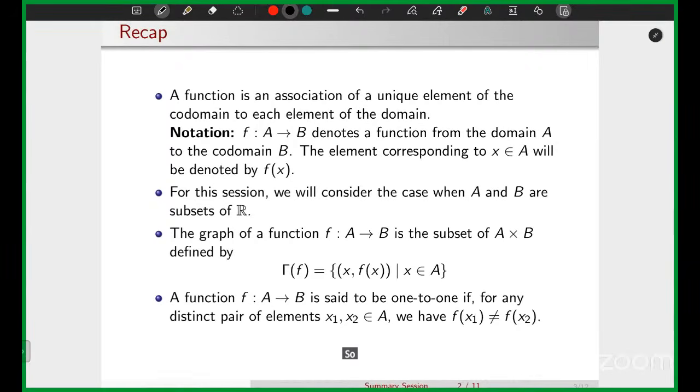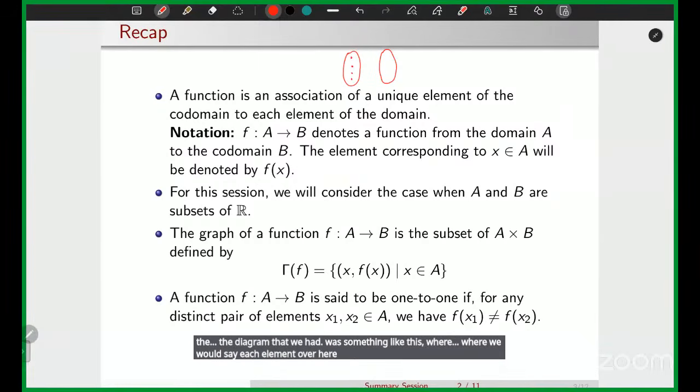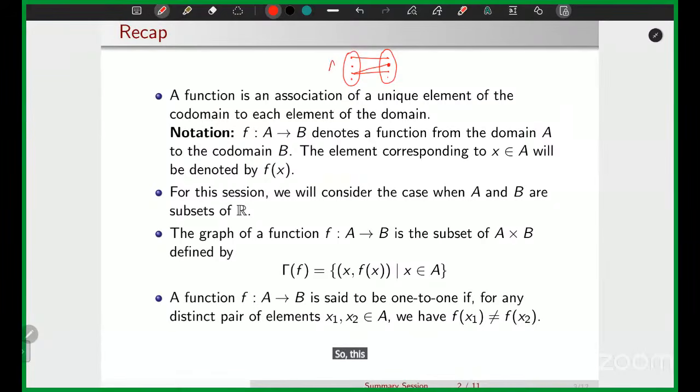So you have already seen what a function is way back in week 1 itself. One thing was that a function is a way to map elements from one set to another. The diagram that we had was something like this, where each element over here has some image over here. What was not allowed was things of this form. This is your domain. This is your codomain. Elements of the domain, which is denoted by A, are mapped to elements of the codomain.